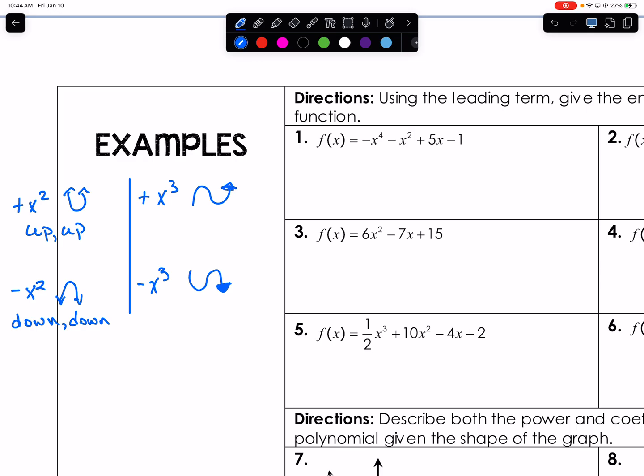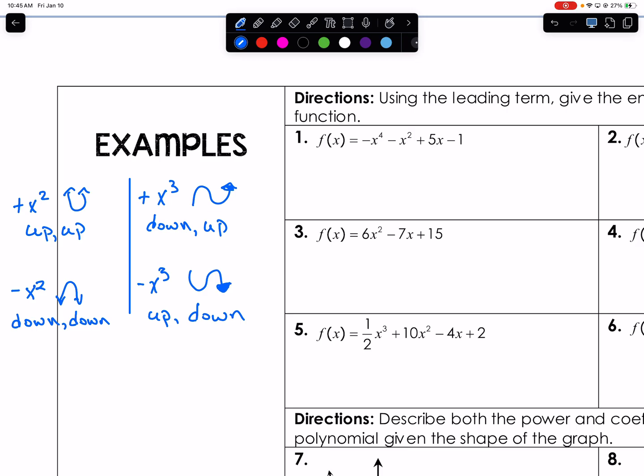So what is the end behavior for positive x cubed? Up, down, or down, up? Somebody say it. Is this top one positive x cubed, up, down, or down, up? Down, up. And then the negative x cubed is up, down. Again, we could do the whole as x approaches infinity, y approaches, but it's easier to just do up, up, down, down.